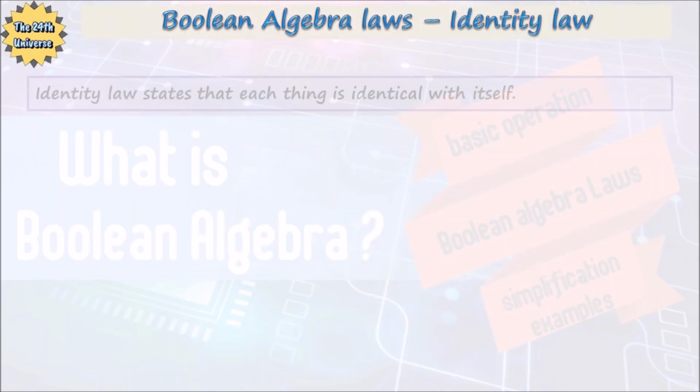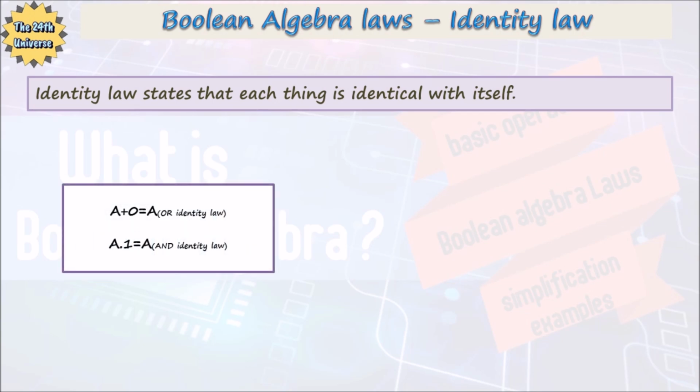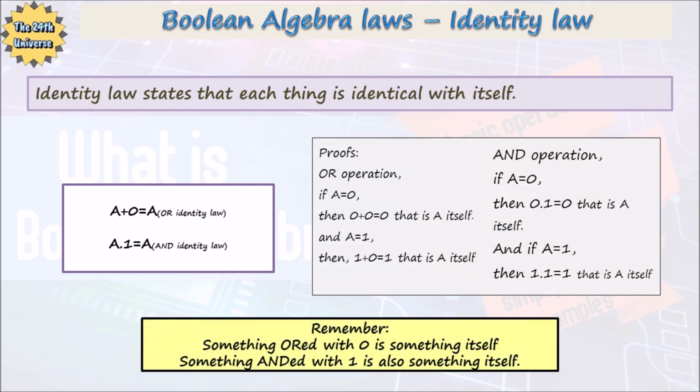Identity law. Identity law states that each thing is identical with itself. A or 0 is A and A and 1 is A. This can be proved like this. Remember, something ORed with 0 is something itself. Something ANDed with 1 is also something itself.